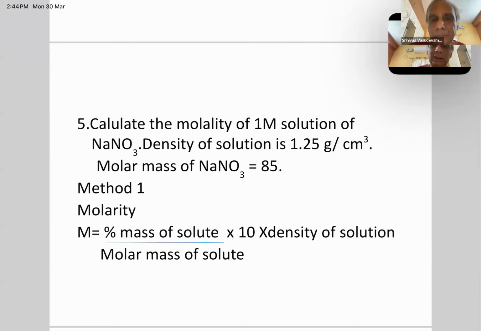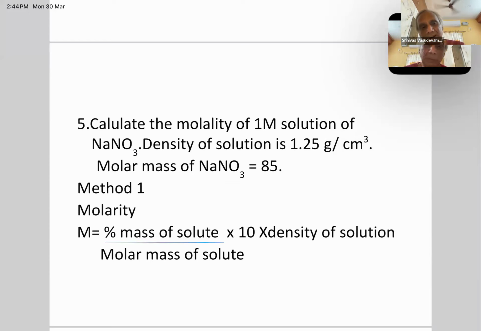Now you see, finding out the molality from molarity here. Calculate the molality of 1 molar solution of NaNO3. Density of solution 1.25 gram per centimeter cube. Molar mass of NaNO3 is 85. First method using the formula. Molarity equal to percentage mass by molecular mass into 10 into density.